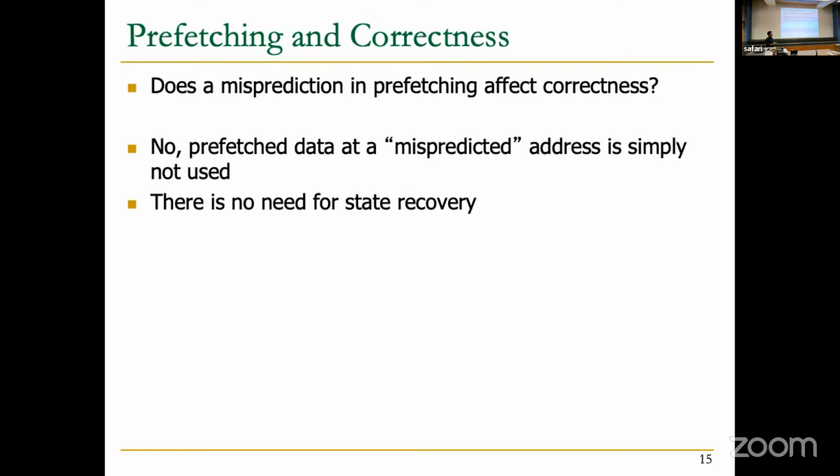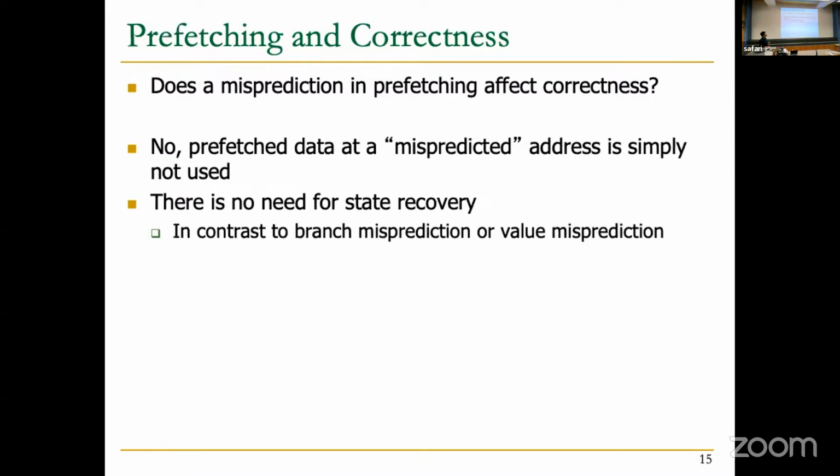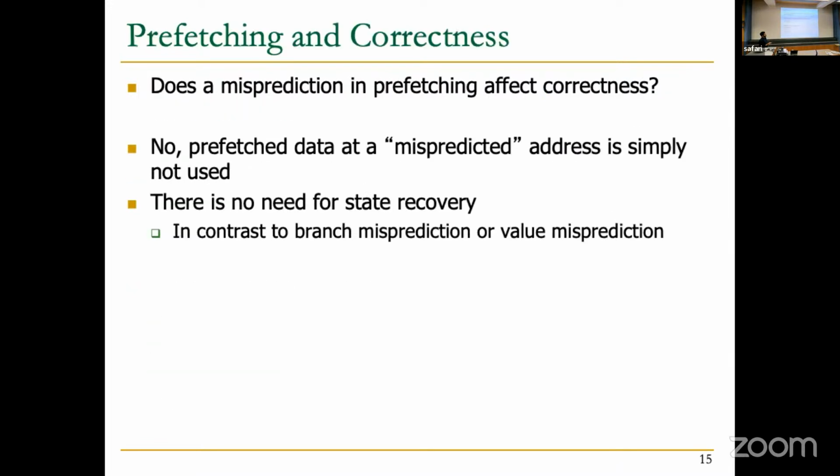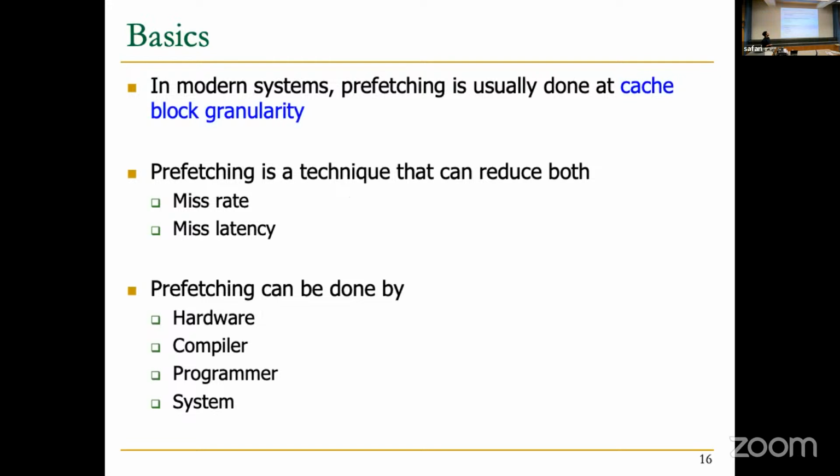And in that case, the memory request would finally go out to the main memory or even the slower memory hierarchy, and then you would see the entirety of the latency visible to the processor. But at least the good part is that prefetching does not hamper the correctness of the program. So there is no need for state recovery as compared to the branch prediction problem. As compared to branch misprediction or value misprediction, we don't have to do any state recovery. So that's the basics of prefetching.